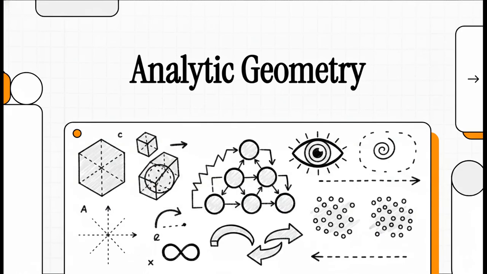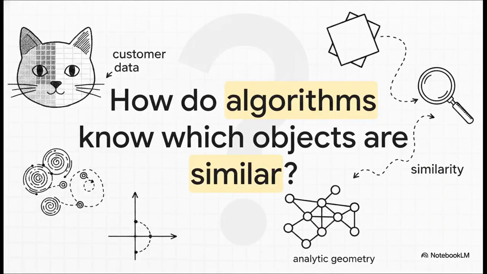Welcome to This Explainer. Today, we're going to unpack something really cool, the fascinating invisible mathematics that gives machines the ability to, essentially, see, compare, and understand data. It's the hidden geometry running inside almost every AI model we use today. Have you ever actually thought about this?